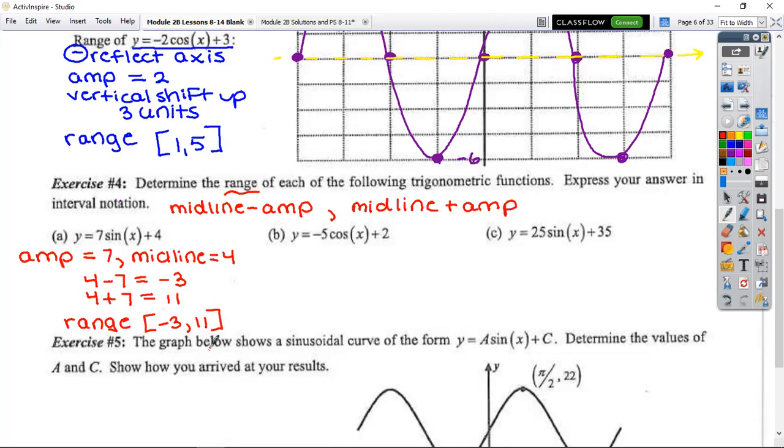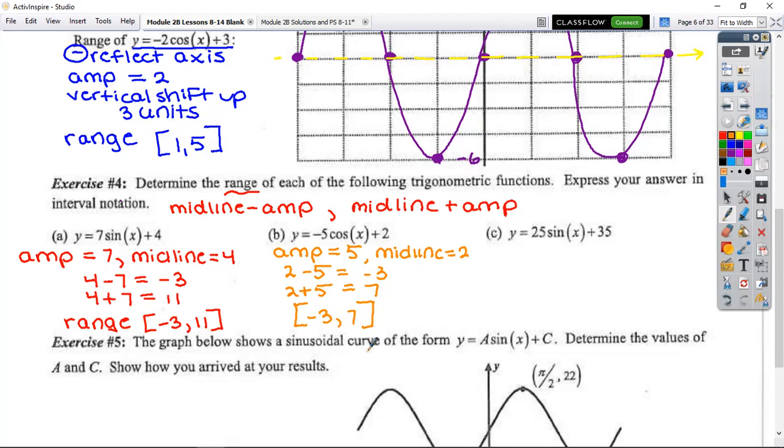Next, remember that amplitude is not negative. So the amplitude of this one is 5, not -5. Midline is 2. All right, so I am going to do 2 minus 5, and that's -3. And then I'm going to do 2 plus 5, and then it's 7. So again, this is the minimum, this is the maximum. So I'm between -3 and 7.